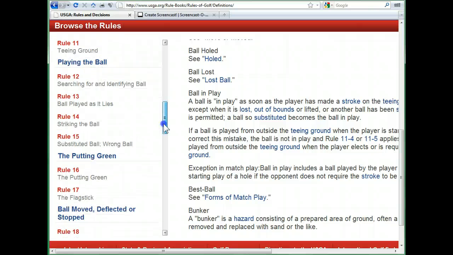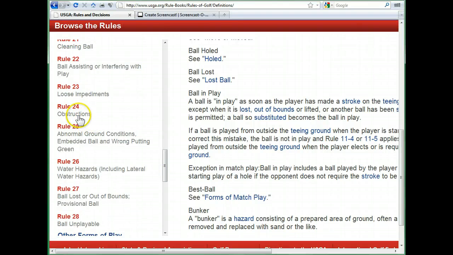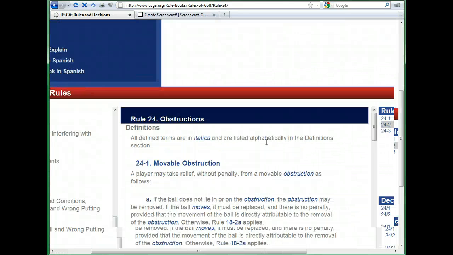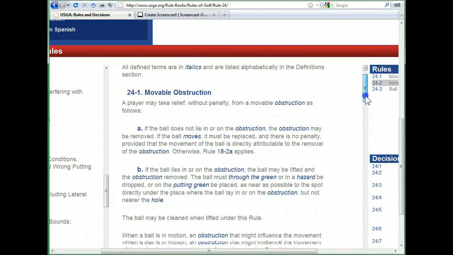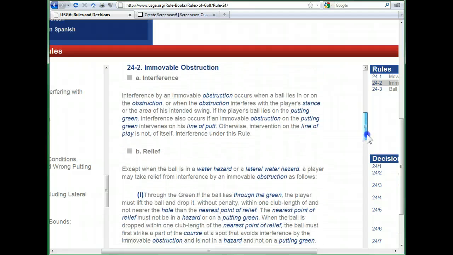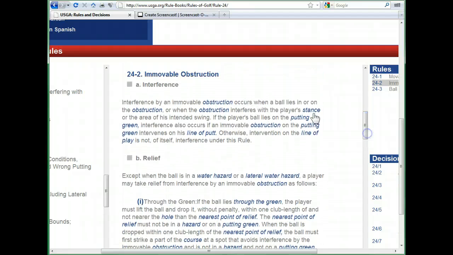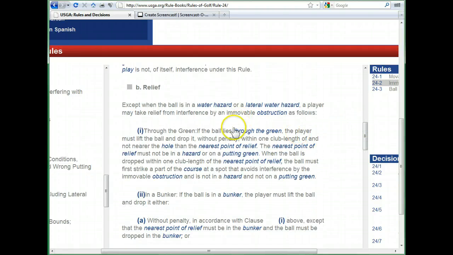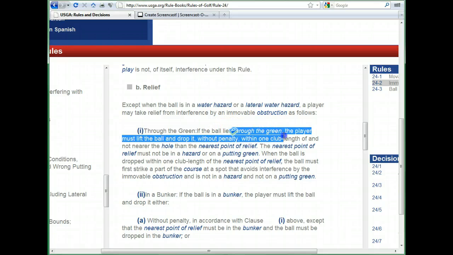And some of the rules, for example, if we go to Rule 24, this is a great demonstration of how important it is to understand the definitions. If we go to 24.2, which deals with immovable obstructions, you'll know those as cart paths, buildings, sprinkler heads. All of these words in this phrase right here are all definitions.